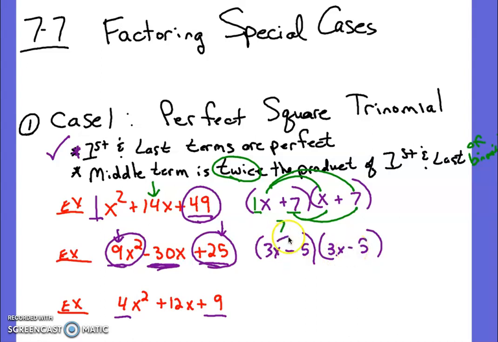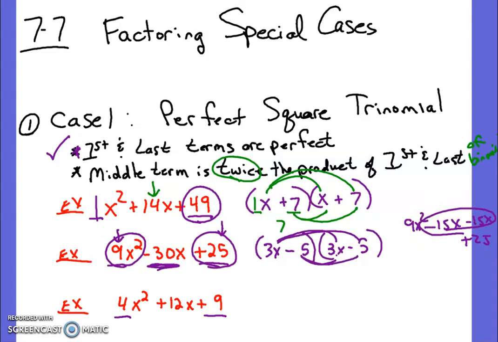And again, if you FOIL this, 3x times 3x is 9x squared. 3x times negative 5 is negative 15x. Negative 5 times 3x is negative 15x. And then negative 5 times negative 5 is plus 25. And notice the two middle terms add together to give you negative 30. That's why they both have to be negative.